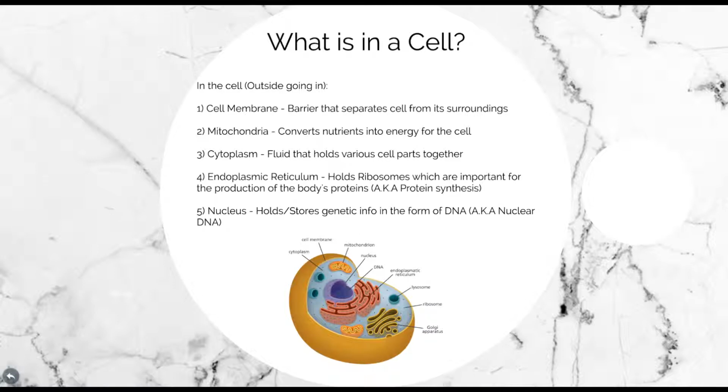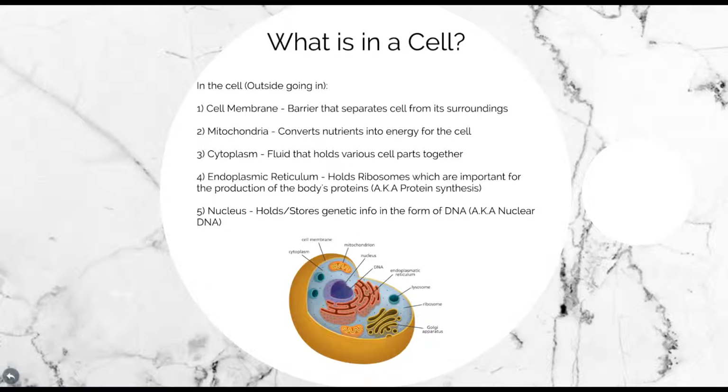The first thing I am going to be talking about is what is in a cell. From the outside going in, the first thing that we will see is the cell membrane, a barrier that separates the cell from its surroundings. The second would be the mitochondria, which converts nutrients into energy for the cell. And then the third thing we would see is the cytoplasm, which is fluid that holds various cell parts together.